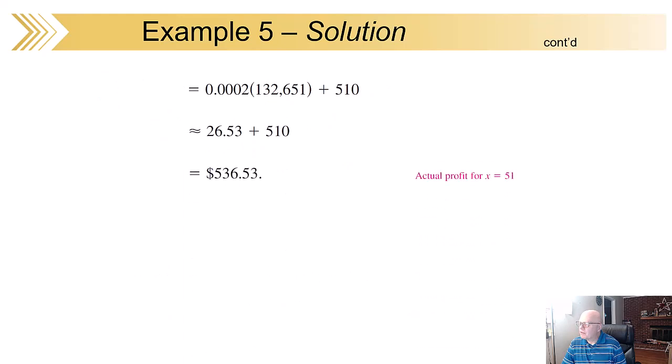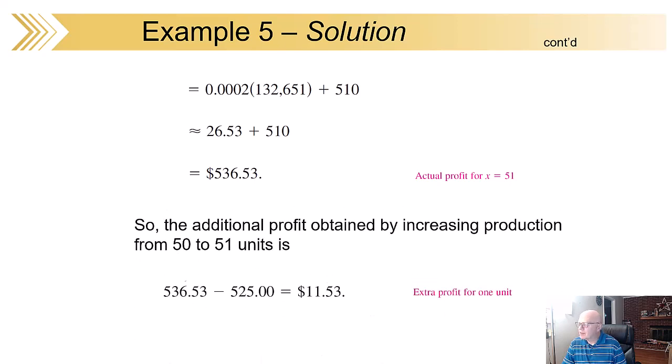So if we sell 51 alarm clocks, we make $536.53 exactly. So what's the difference? Subtract those two. You've gotten an additional $11.53. Now that's the exact, because we use the profit function for that. Using the marginal profit, remember we got $11.50. Pretty close. And usually that's as close as we'll need for our business application.